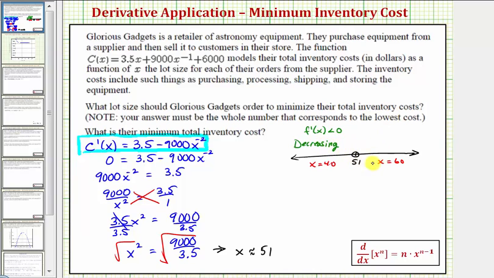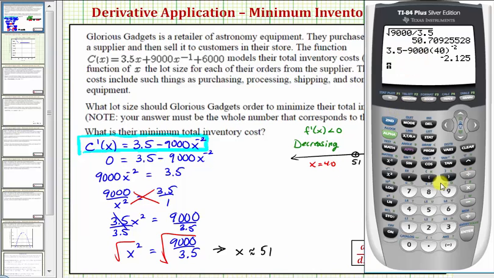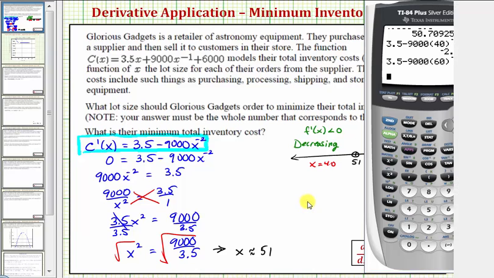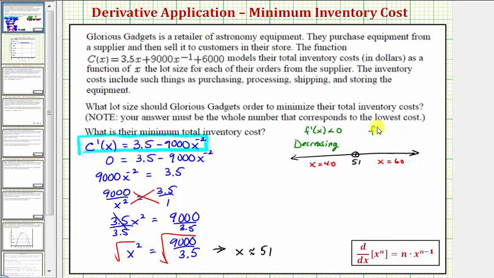And now we'll test the sign of the first derivative at x equals 60. Because we already have this expression in here, we can just press second enter and change the 40 to a 60. And notice how at x equals 60, the first derivative is positive. So the first derivative is positive over this interval, which means the function is increasing over this interval. And this is good news because that means that at x equals 51, or approximately 51, the function changes from decreasing to increasing, and therefore we are going to have a minimum function value at x equals 51.